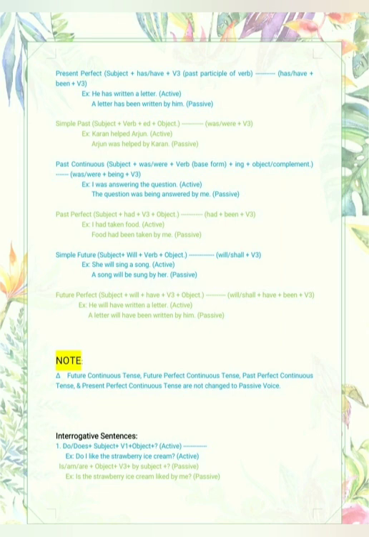Now future perfect. In future perfect, the syntax is subject, then will, then have, then V3, then object. Then when we are changing the future perfect tense, which is in active voice, into passive form, what will we add? We will add one will or shall plus have plus been plus V3. For example, he will have written a letter. So this is in future perfect, but it is in active voice. Now we can change it into a passive one. How will we change it? A letter will have been written by him.